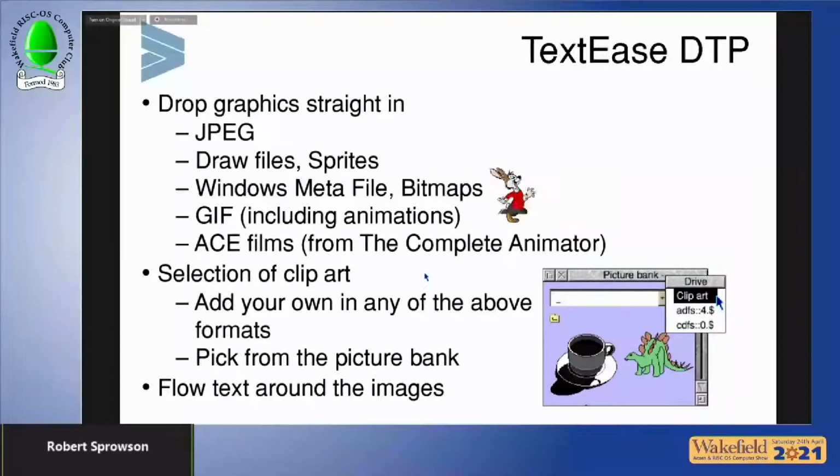So you can, of course, integrate into your text. It imports JPEG files. I mentioned sprites and draw files earlier. Because there used to also be a cross-platform version of Texties for Windows, it will also import Windows meta files. So that's a type of vector artwork, a bit like a draw file, and Windows bitmaps.